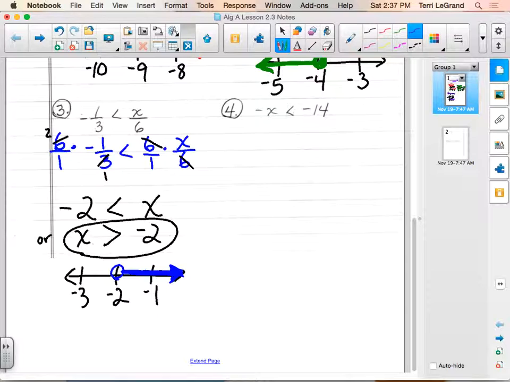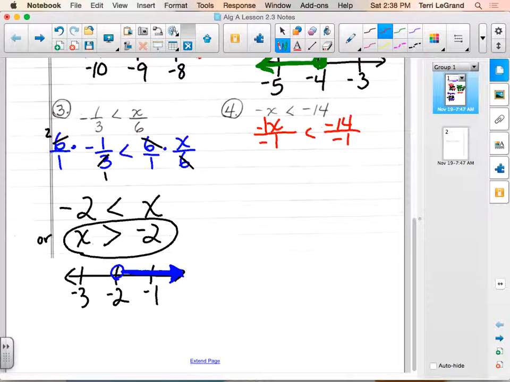Okay. And moving on to number 4. We have -x is less than -14. -x means really that x is being multiplied by a -1. So we can stick a 1 in there and just show that it's really getting multiplied by a -1, so we're going to divide by a -1. Is less than -14, and we're going to divide that by -1.